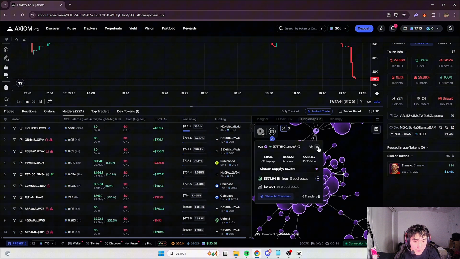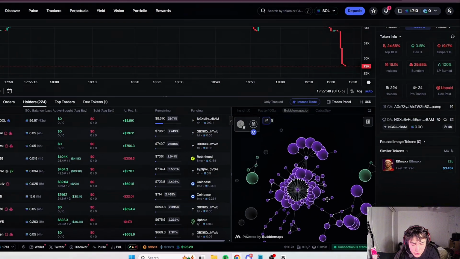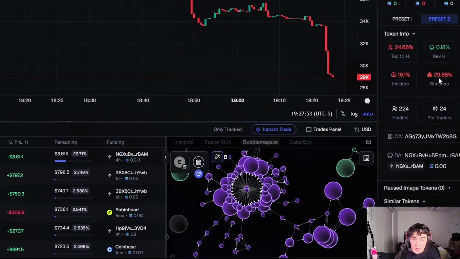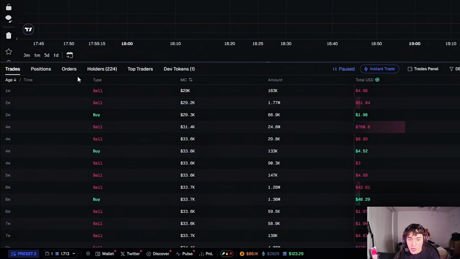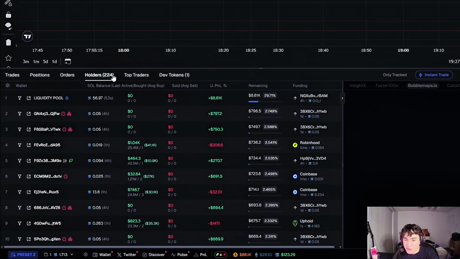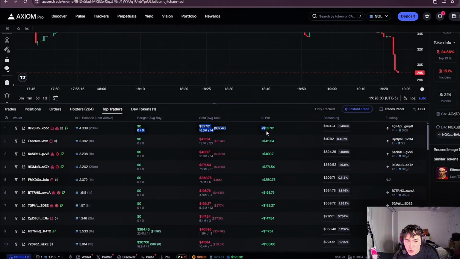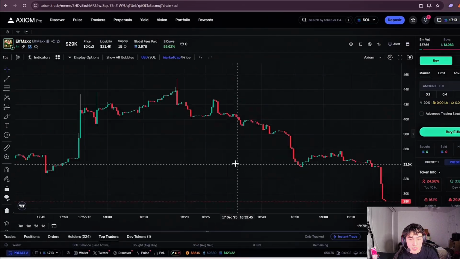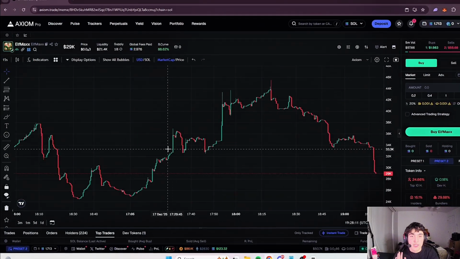Okay, there's a big cluster right here. It's highly bundled. Okay, yeah, right here there's a 30% bundle. You do not want to be buying these coins. If we go to top traders, I would be amazed if someone made money on this coin. Okay, yeah, you see, nobody made money on this coin. Someone bought for 500 and sold for the same amount. Okay, this coin is an obvious rug.